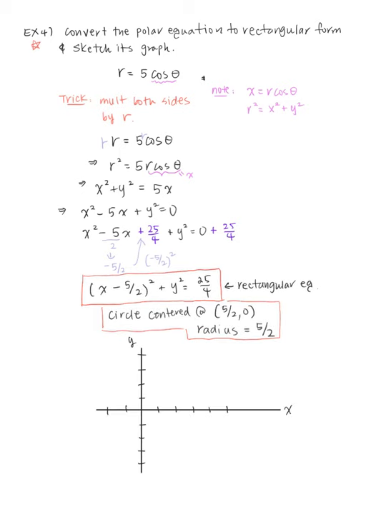Alright, so this is centered at 5/2, which is 2.5, 0, so that will be here. So I'm just going to write this as 5/2, 0. Let me change the color. Alright, and the radius of 5/2. So radius of 5/2, oh, that's perfect.